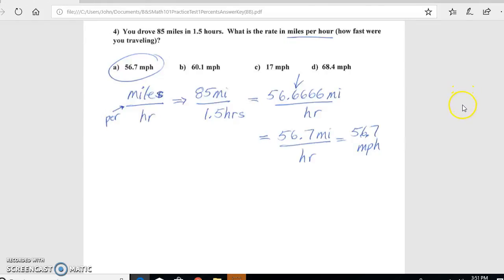This is the practice test for ratios, proportions, and percents, and here we're looking at problem number 4. It states you drove 85 miles in 1.5 hours. What is the rate in miles per hour? How fast were you traveling?